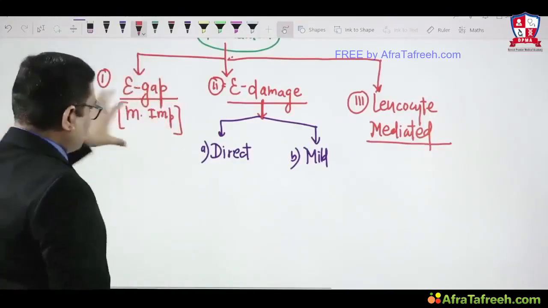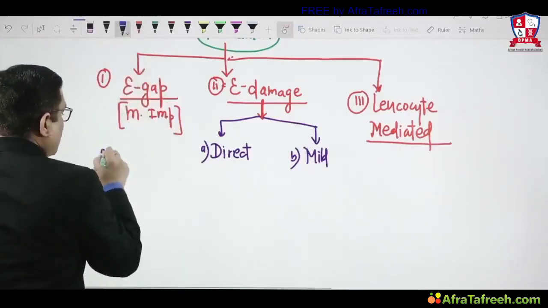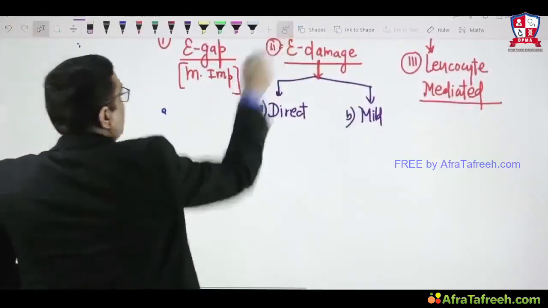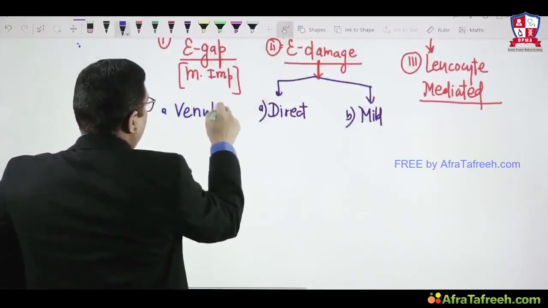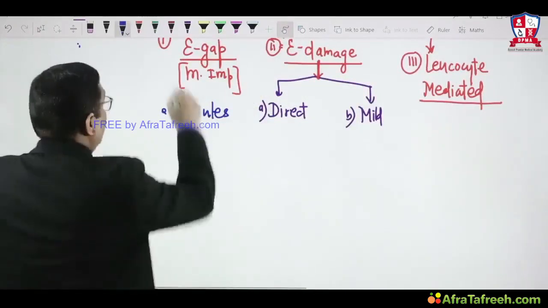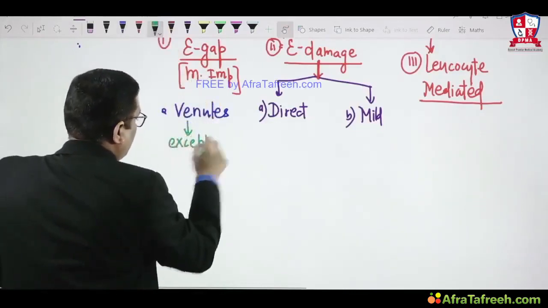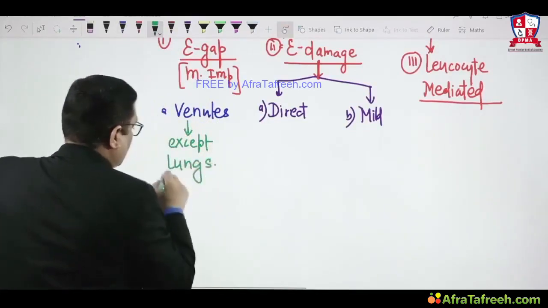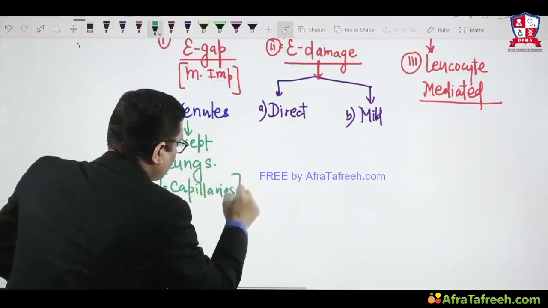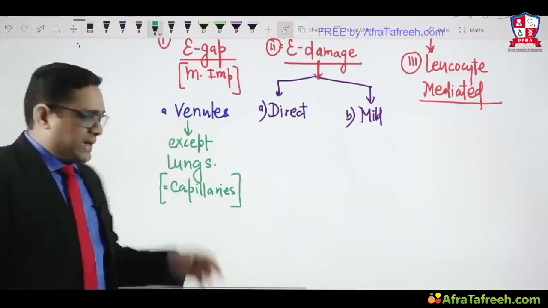So we have to understand the response of endothelial gap formation. What are the important things to keep in mind? Endothelial gap formation occurs at the level of venules, an important MCQ. But there are exceptions: it occurs at venules except for the lungs, and in the lungs it will happen at the level of capillaries.